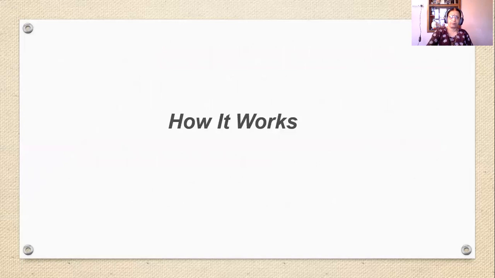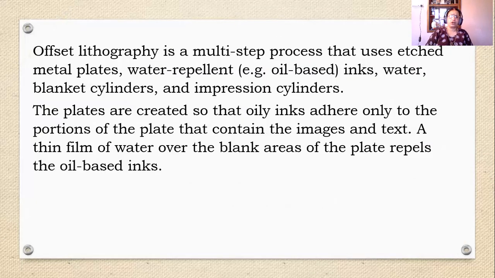How does it work? Offset lithography is a multi-step process that uses etched metal plates, water repellent inks, blanket cylinders, and impression cylinders. The plates are created so that oily inks adhere only to the portions of the plate that contain the images and text. A thin film of water over the blank areas of the plate repels the oil-based inks.